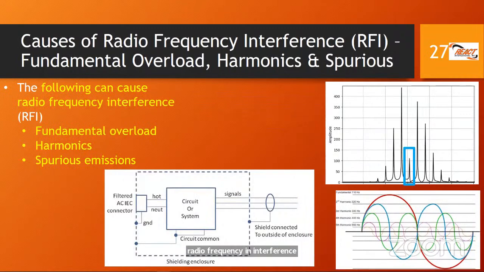Okay, so for the exam, we went into a bit of detail as to what those 3 concepts are, but all you really need to know for the exam is that these concepts that we just introduced are examples of radio frequency interference, or are the causes of radio frequency interference. So this is the exam question that you're going to encounter. The following can cause radio frequency interference. We dealt with what fundamental overload was, we dealt with what harmonics are, and we also just quickly touched on what spurious emissions are. So all three of them can cause radio frequency interference.